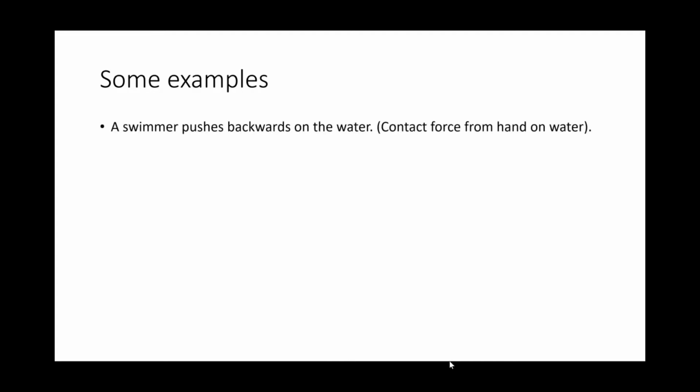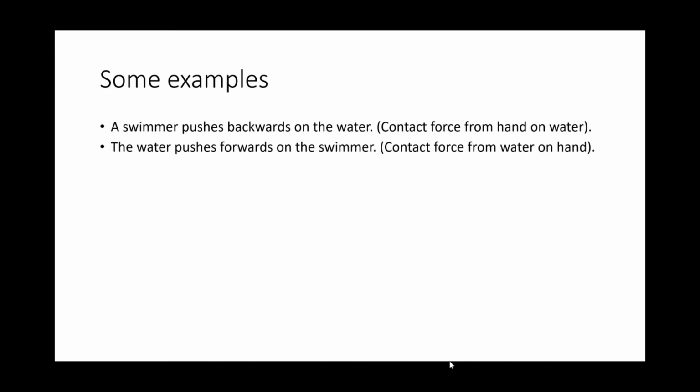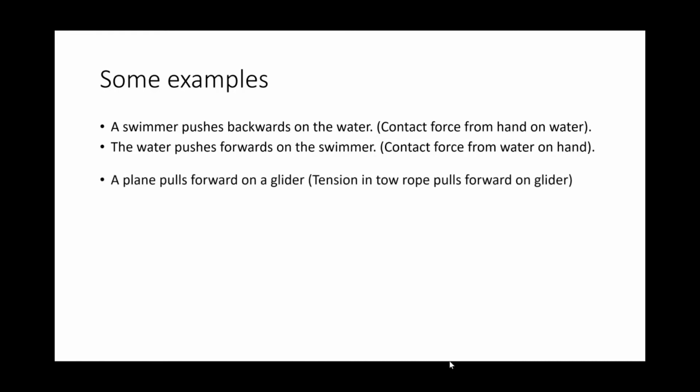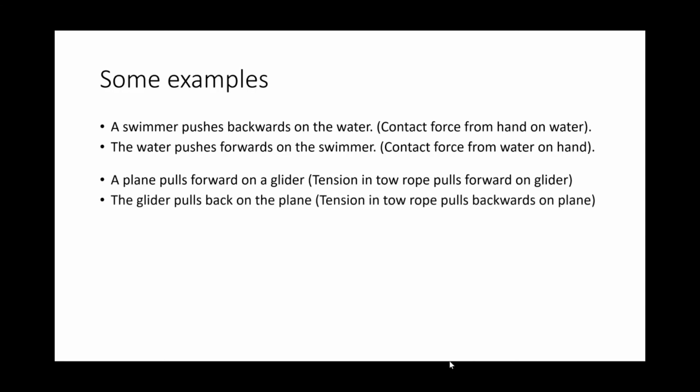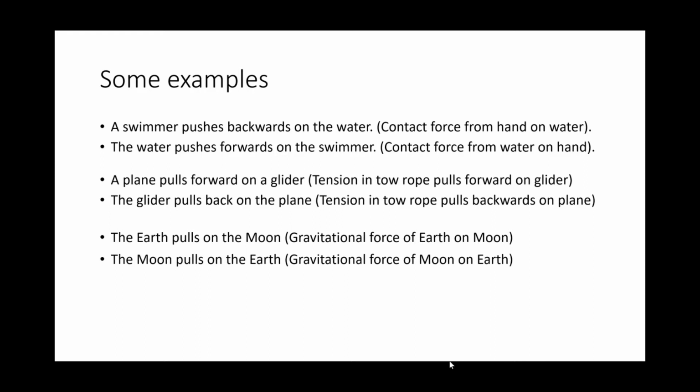A few more examples of the thought you might find in a textbook. A swimmer pushes backwards on the water. What's the third law pair? Well, the water pushes forwards on the swimmer. A plane pulls forward on a glider. The glider pulls backwards on the plane. The Earth pulls gravitationally on the moon. The moon pulls gravitationally on the Earth. Three third law pairs. Please note that in each case, the nouns have switched. We have the swimmer and the water and the swimmer. The plane and the glider and the plane. The Earth and the moon and the Earth.